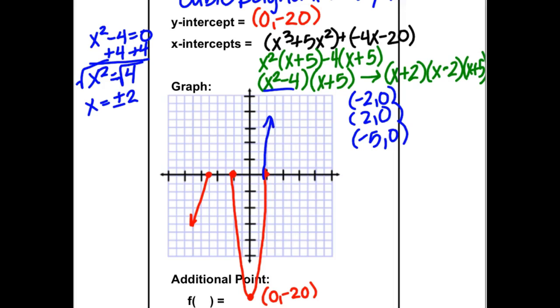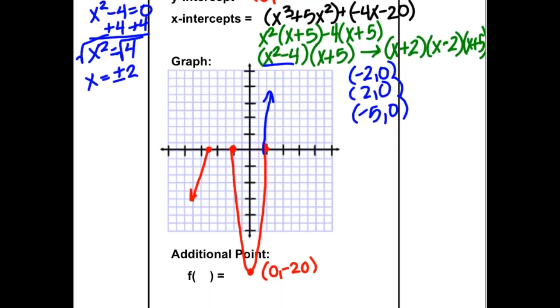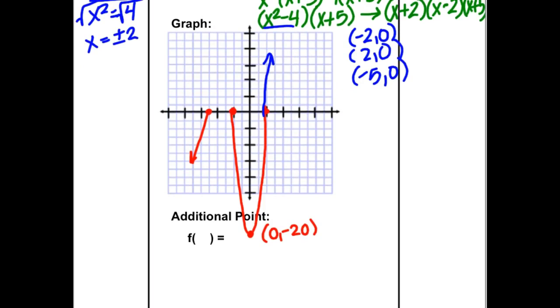Now we need to know how high it pops up in between negative 2 and negative 5. Yes, I know halfway in between gets messy, because halfway in between would end up being negative 3.5. So pick negative 3 or negative 4. I am choosing to do negative 3.